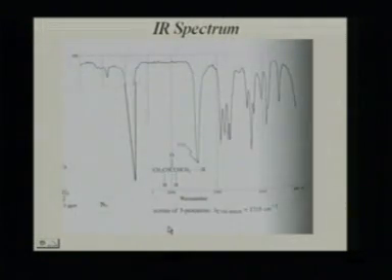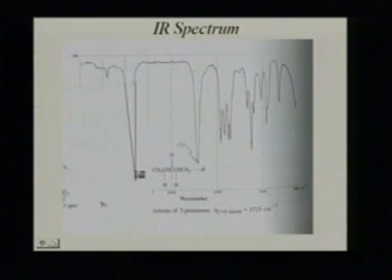To illustrate this, we have taken an example. This is the IR spectra of a ketone, and we have a very characteristic signal you can see at 1715, and that is all. Now we take the NMR spectra.